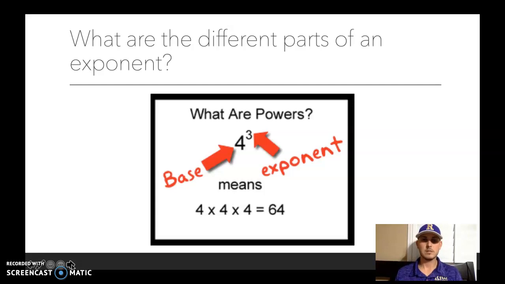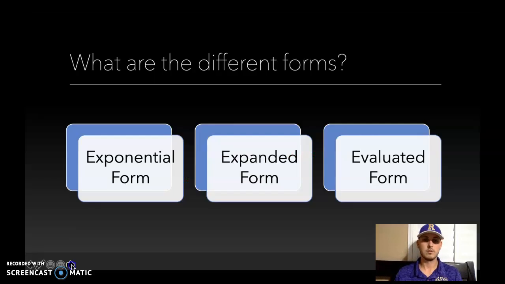And what this means is, like I said, it's repeated multiplication. So you take your base, the number 4 here. That is the number that's going to be multiplied over and over again. And the 3, which is our exponent, tells us how many times to multiply that number over and over again. So 4 to the third power would be 4 times 4 times 4, which our answer would be 64.